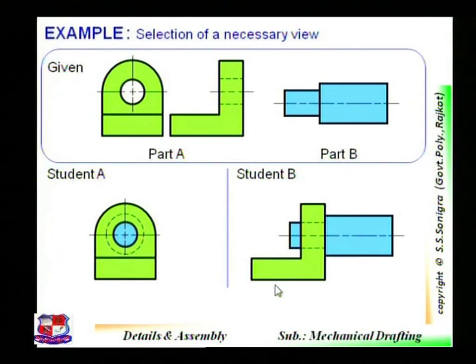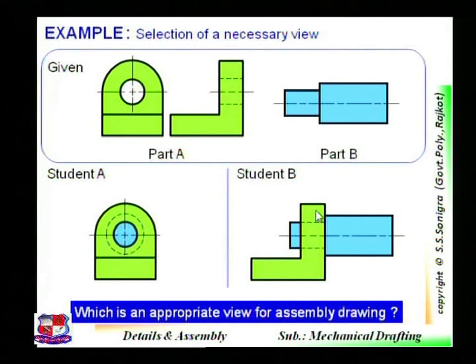Now think about student A and student B. Which drawing conveys more useful details, B or A? Of course, student B shows the better representation of this assembly, because in student A's drawing the length of this part B is not clearly visible. Here both the parameters are clearly visible, so this is better. In this case, this is the appropriate view for an assembly drawing.